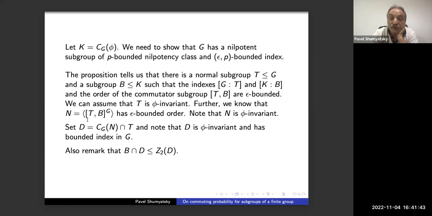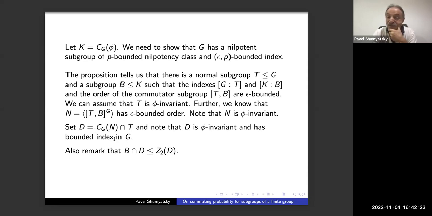Then we know that N here is also of bounded order, and of course N is phi invariant. Now let D be the centralizer of N intersected with T. Both these subgroups have a small index in G, and therefore D has a bounded index in G. Also, of course, D is phi invariant. What's important, we also remark that B intersect with D is inside the second term of the upper central series. Why? Because N intersect with D is in the center because of this.